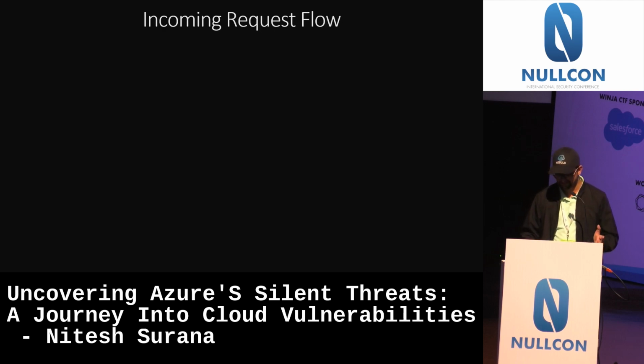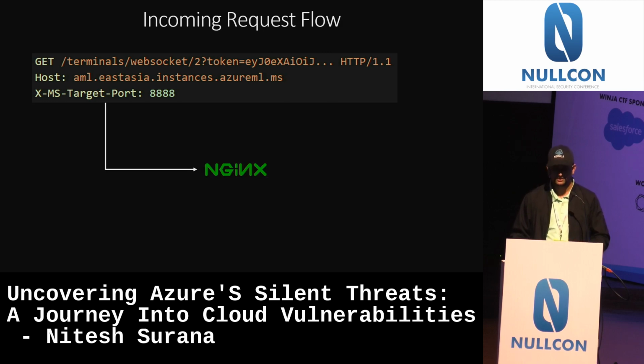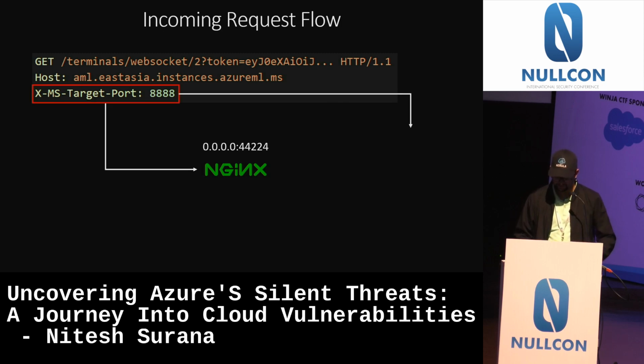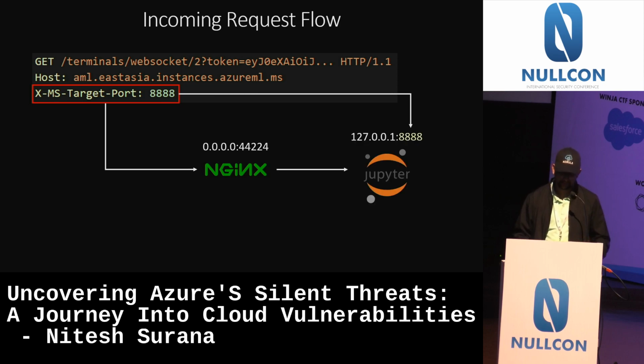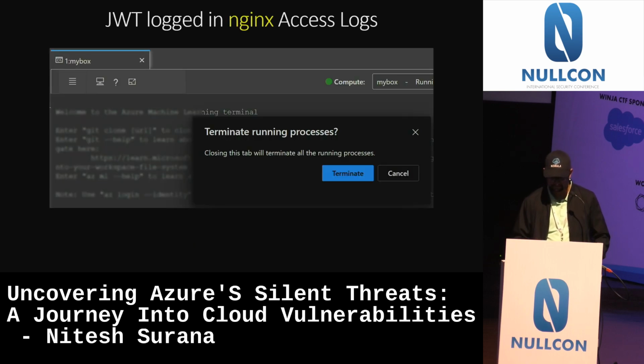Basically, what this means is, for every request incoming on the compute instance, this header will be populated. The request is received by the Nginx proxy listening on port 44224, and based on the value of this header, the request will be forwarded. In this case, 8888 is the default port for Jupyter Notebooks. And the interesting bit here is that all the access attempts, and any error logs generated, are saved by default in these files.